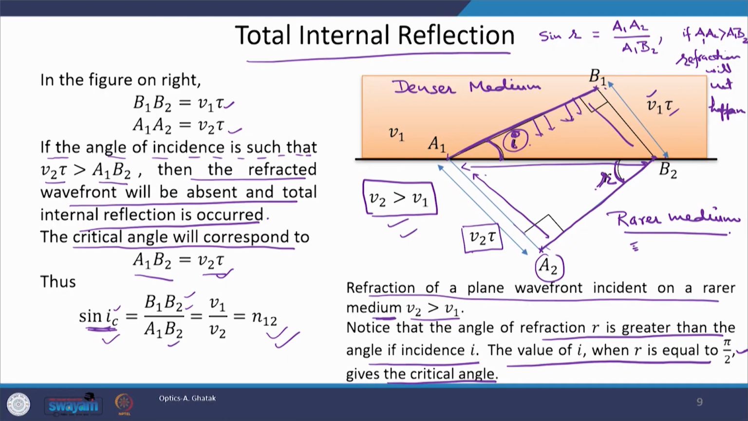And if we increase I such that A1 A2 becomes larger than A1 B2, then refraction is not allowed, because the angle of refraction is such that sin of R is now larger than 1. If A1 A2 is larger than A1 B2, then sin R would be larger than 1, which is not allowed. Therefore, refraction will not happen, and the wave will go into the first medium itself, which is your TIR, defined as total internal reflection.